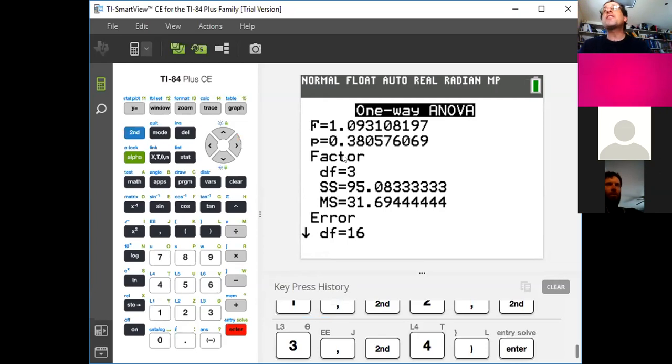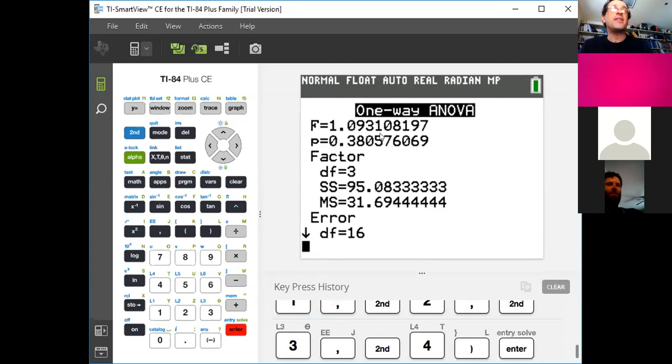Okay, there's a bunch of other things. We're not going to do them. There's DF and SS and MS, et cetera. You hit the down arrow, you'll get more. It's the p-value that's the most important. For F, I may ask you for the test statistic, and that means you write F equals 1.09.